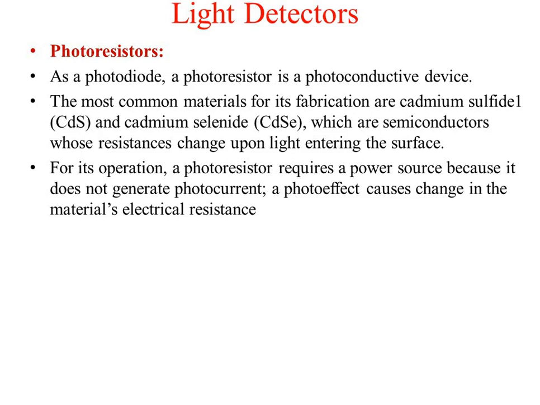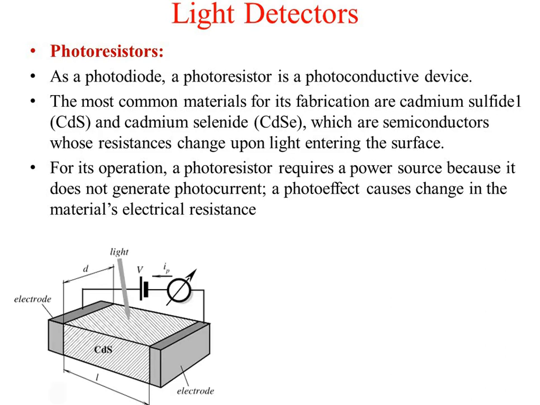So the photo effect causes a change in the material's electrical resistance. That resistance will cause a drop across it, which changes the output, and that output will be proportional to the change in resistance, and that change in resistance is proportional to the light. This is where cadmium sulfide is used.